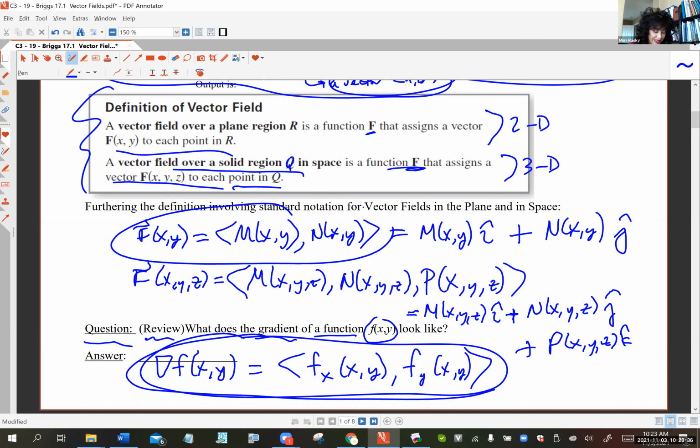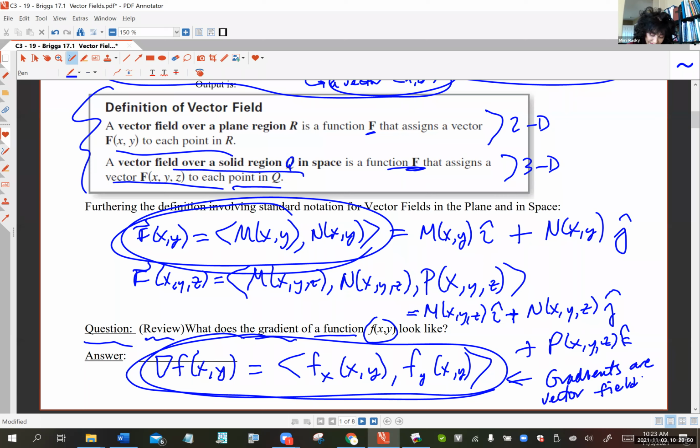Compare it to this. Don't they look real similar? Why is that? Because gradients are vector fields. Oh yeah, write this down. That could be a true false question. You know what I'm saying?